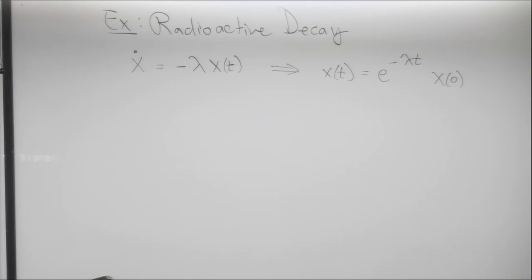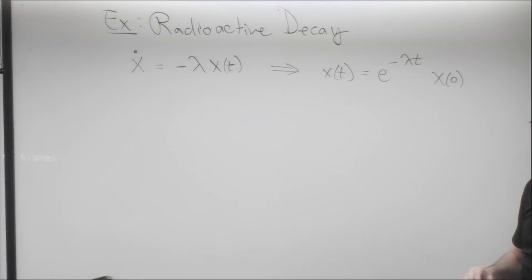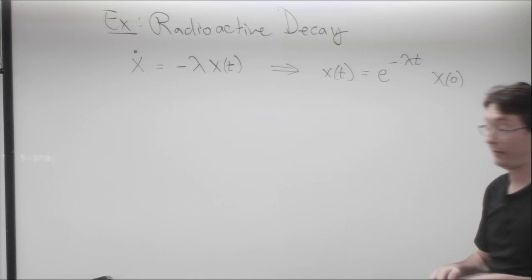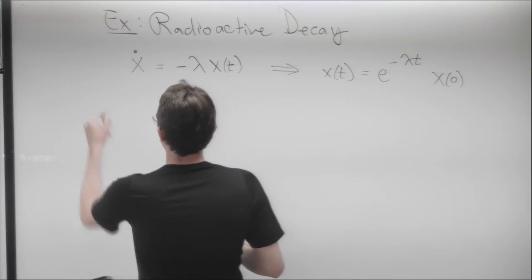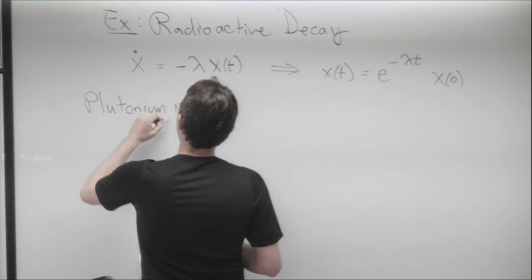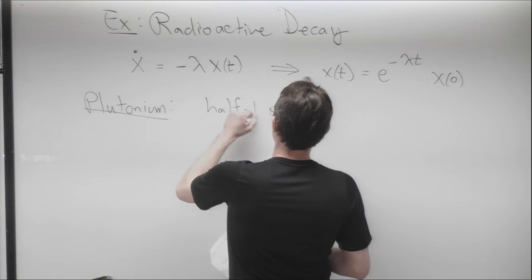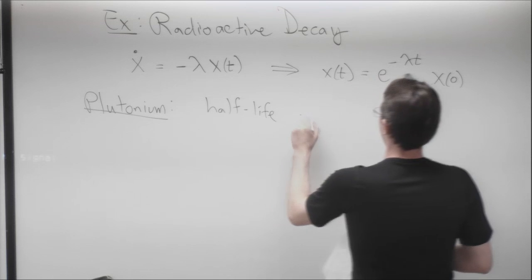Okay, so what we're going to do is kind of turn this on its head. So we know what the solution is. And let's say that we want to solve for lambda. Okay, so I know what the half-life of plutonium is. Okay, so plutonium has a half-life of about 80 million years.